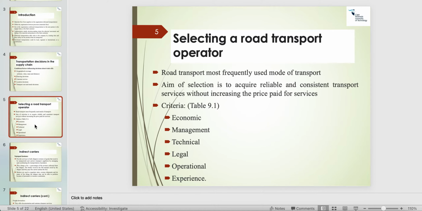Okay, selecting a road transport operator. Now, road transport is the most frequently used mode of transport in South Africa. So, the aim is to make sure that we are able to acquire a reliable and consistent transport service without increasing the price paid for such services. So manufacturers and retailers try to reach out to such transport suppliers with whom they can enter into partnerships that can almost complement their business.